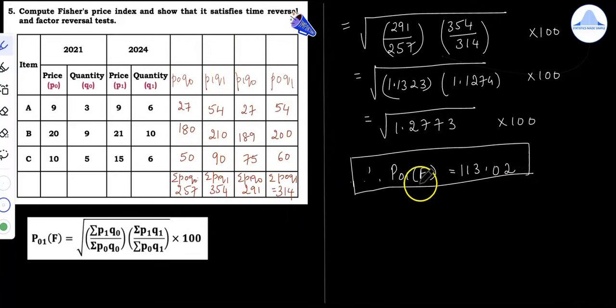So all these calculations will carry 2 marks, that is for Fisher's price index number, and the calculations here will carry about 4 marks.